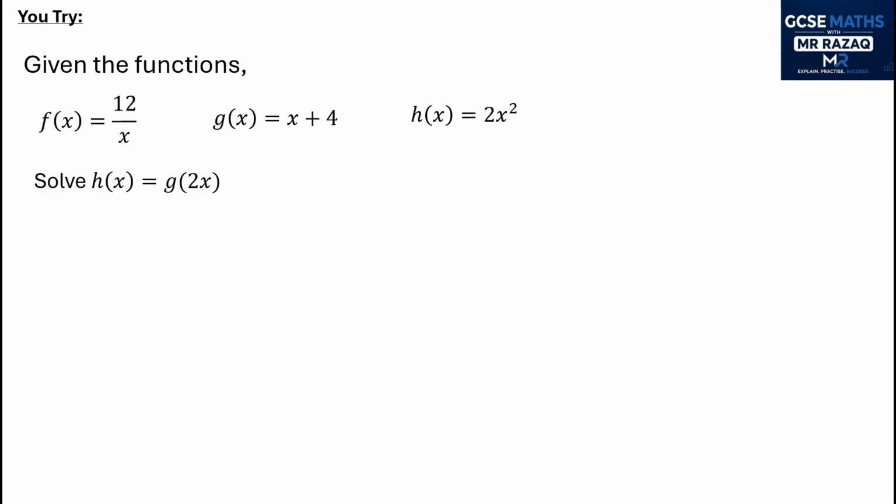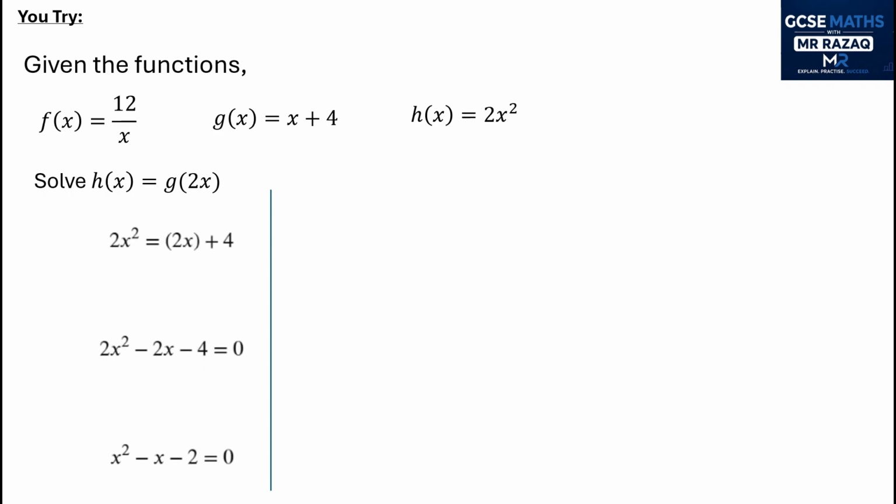So again, you've been given the function f of x is equal to 12/x, another function g(x), h(x), and you've been asked to solve h of x is equal to g of 2x. The first thing I'm going to do is try and find out what g of 2x is, and then equate it to h of x, which looks like this. So that is my equation.